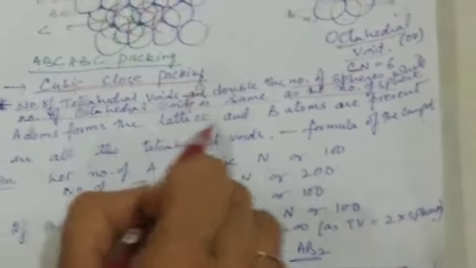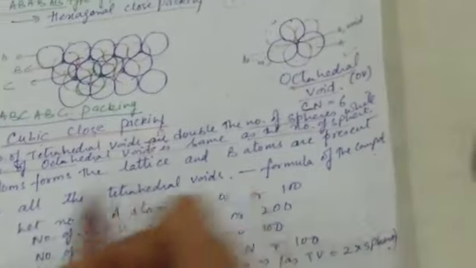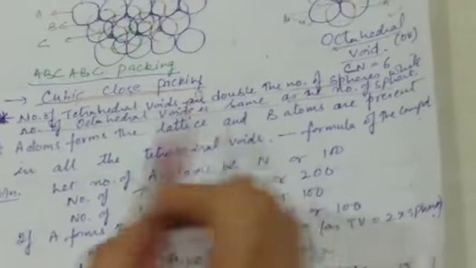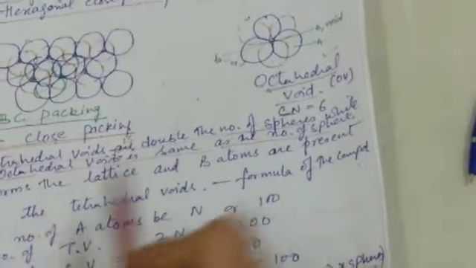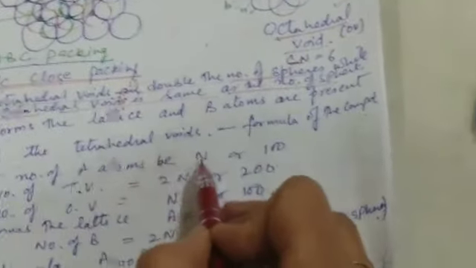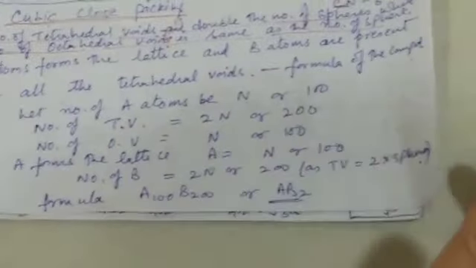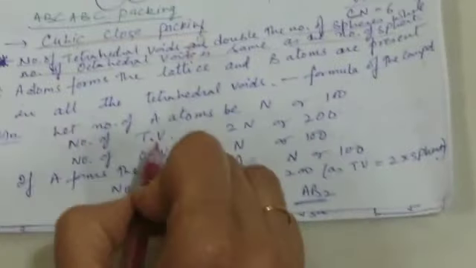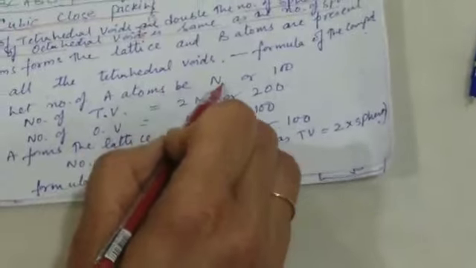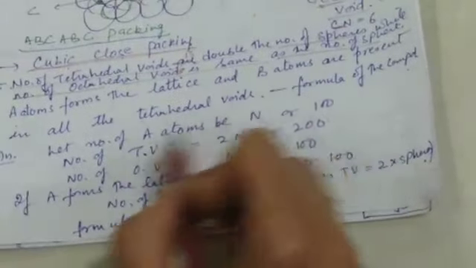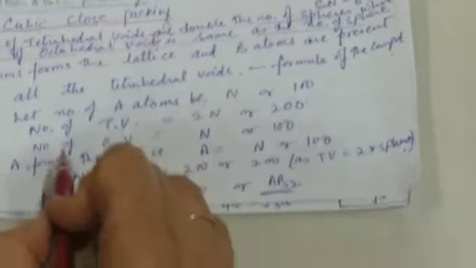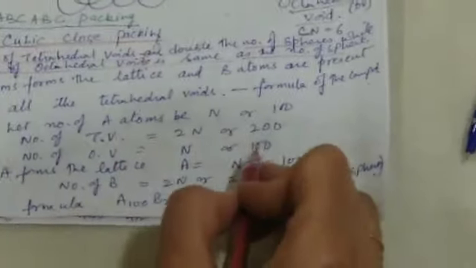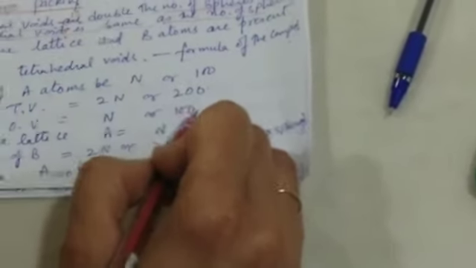A atoms form the lattice and B atoms are present in all the tetrahedral voids. So A is forming the lattice and the voids are filled by the B atoms. Let us say the number of A atoms is n or 100 or x, whatever you want to take. The number of tetrahedral voids is double the number of spheres. So if the spheres are n or 100, the tetrahedral voids are 200 or 2n. And the number of octahedral voids is the same as the number of spheres, so octahedral voids are 100 or n.